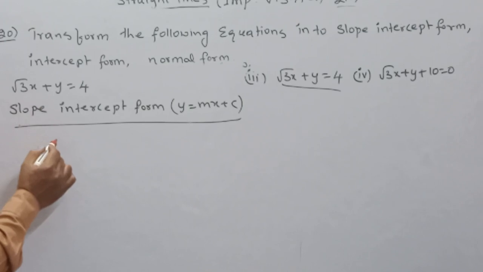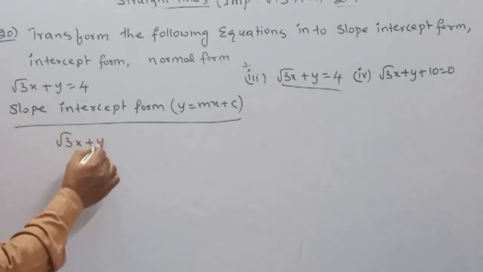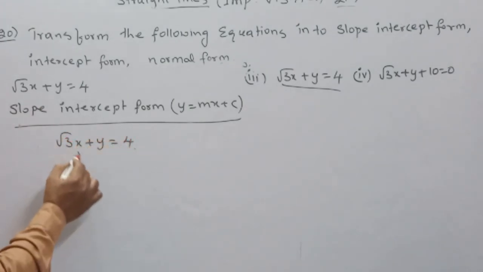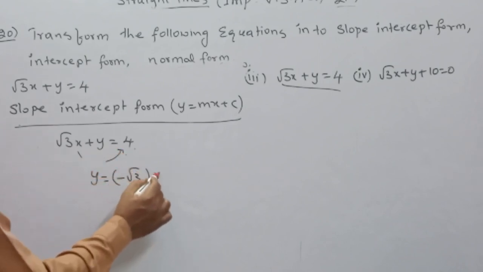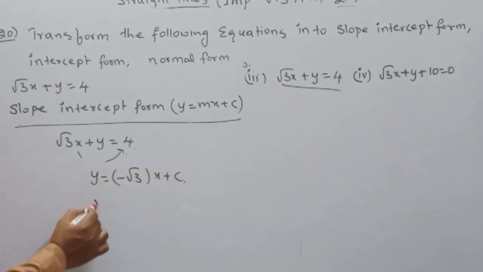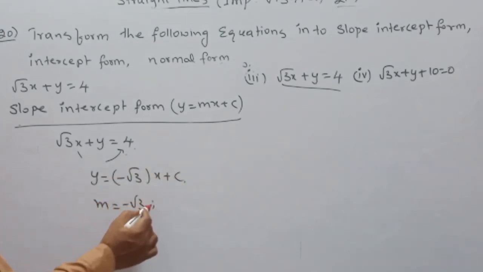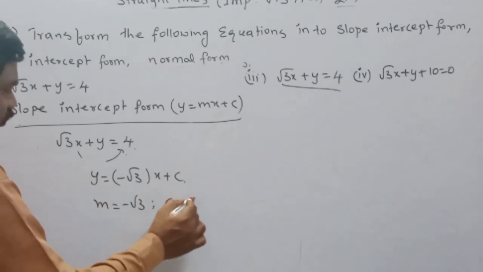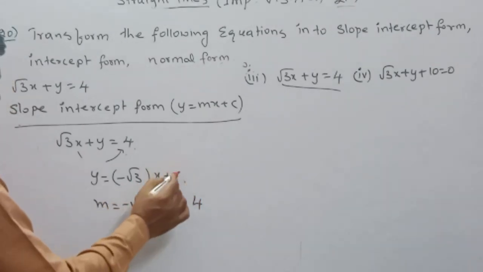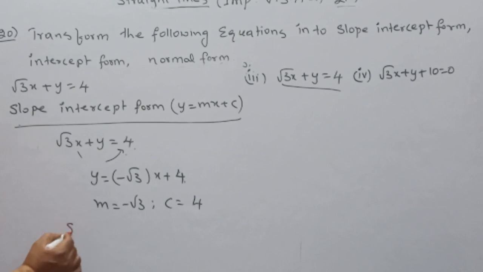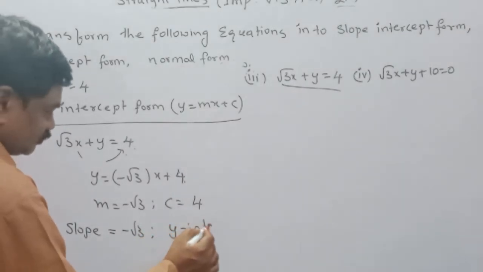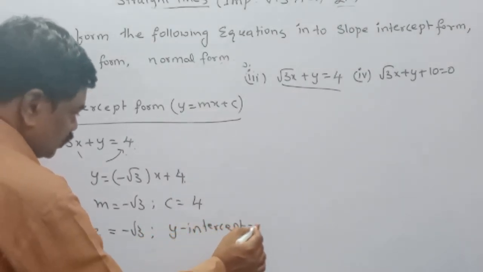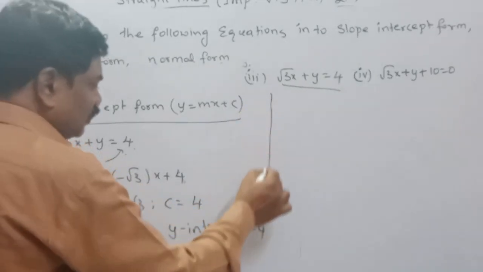Okay, all of you. This is root 3x plus y is equal to 4. You can take it to this side: y is equal to minus root 3x plus 4. So m is equal to minus root 3, c is equal to 4. The slope is equal to minus root 3, and the y intercept is equal to 4. Okay, all of you.